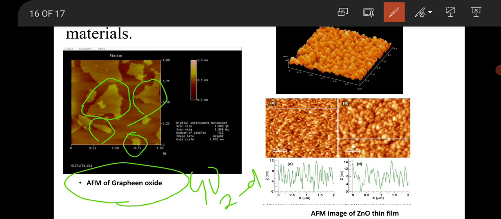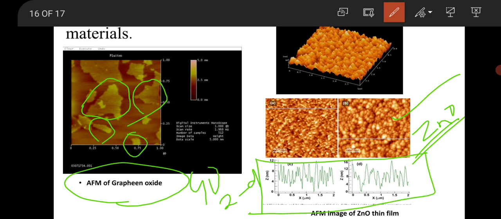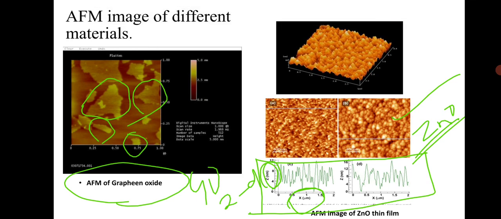These are the AFM images of zinc oxide nanoparticles. And this graph indicates the surface roughness. The unit of the roughness is nanometer. So how surface roughness varies with distance in micrometers, as you move along the surface from 0.5 micrometer to 1 micrometer, how your roughness varies. This is very important, because you may wonder why roughness is so important.